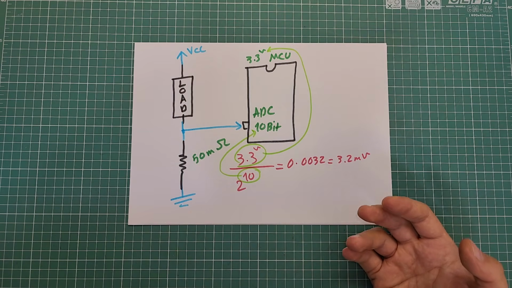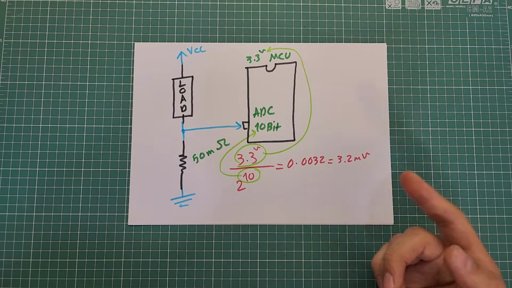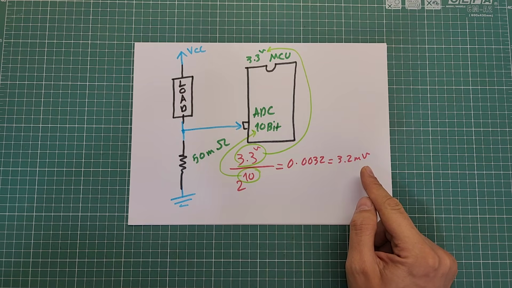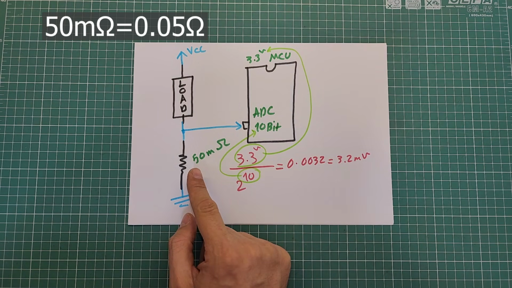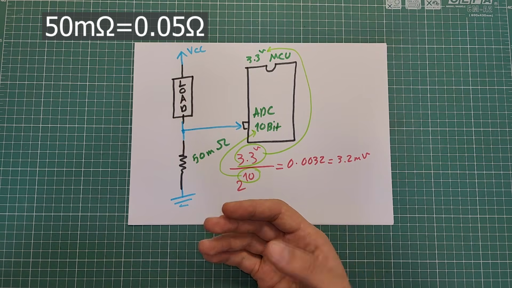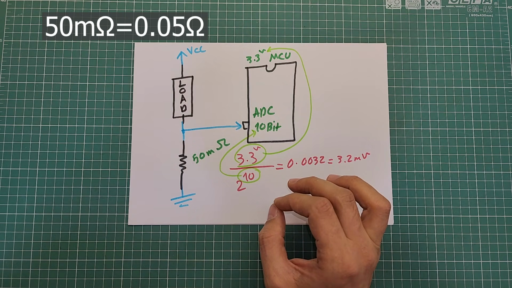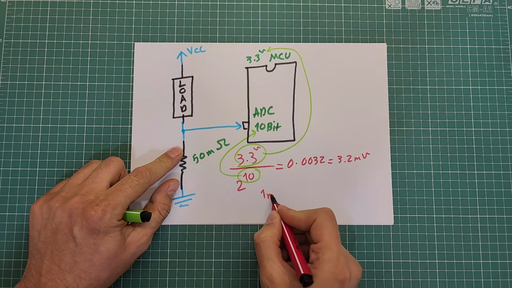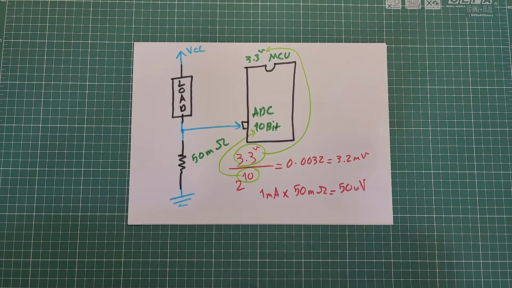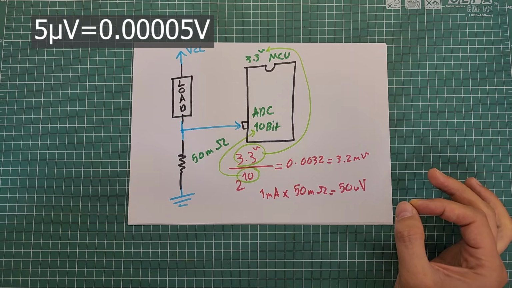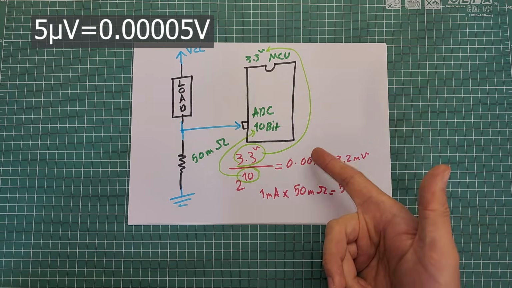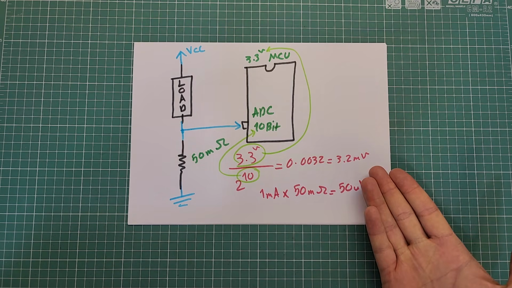So the minimum voltage the MCU can read is 3.2 millivolts. Assume that the shunt resistor value is 50 milliohm and the load is drawing current between 0 and 100 milliamperes. When the load draws 1 milliampere, the voltage across the shunt resistor will be 50 microvolts, which is 64 times smaller than the minimum voltage the MCU can read.